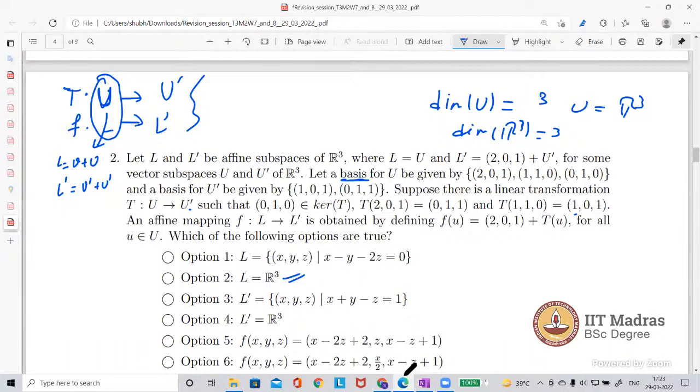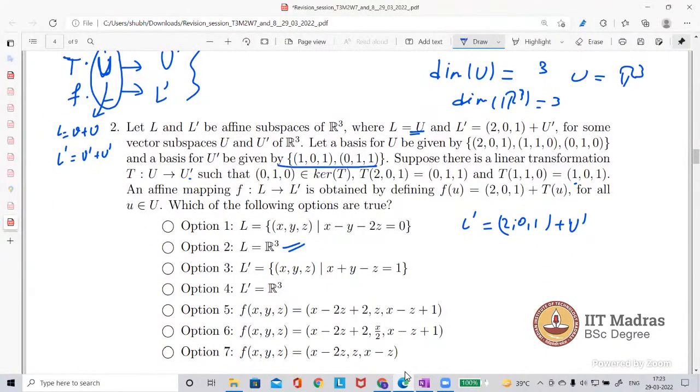Now let's find L prime. L prime is (2, 0, 1) plus u prime. So we need to find u prime, and the basis of u prime is this one. Now let's go back to our options. We will do it by options, which is enough to solve. We have been given this u prime; the basis of u prime is this one.